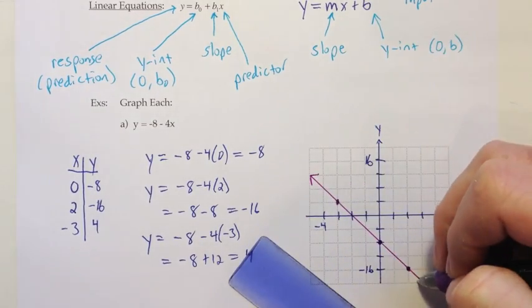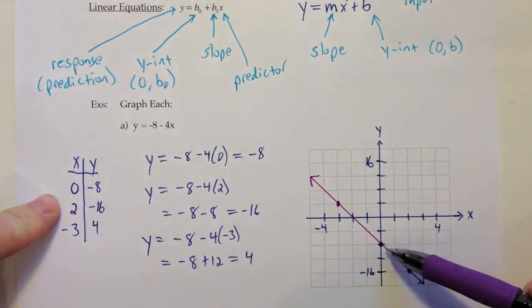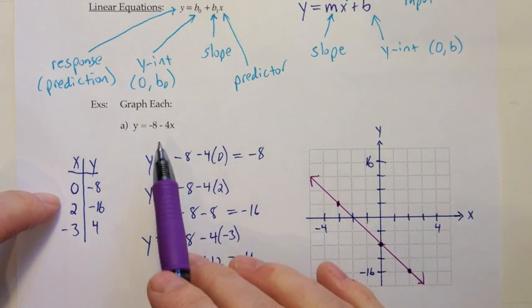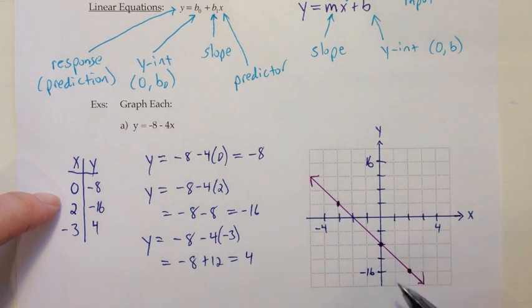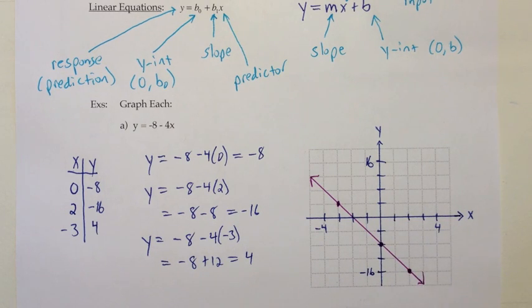And then just another quick couple checks on that. The y-intercept was (0, -8), and we did hit that point. And our slope was negative, and we do have a line that goes downward, so you might remember that from algebra. So those are some quick checks to kind of verify that it seems like we're doing things properly.